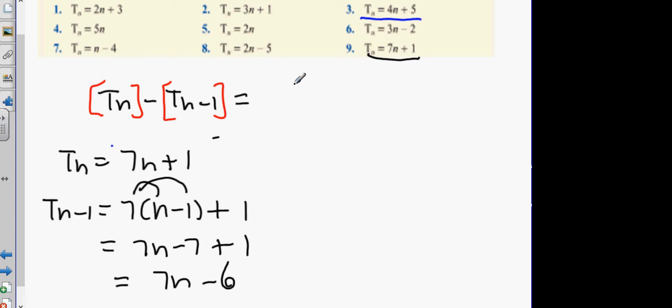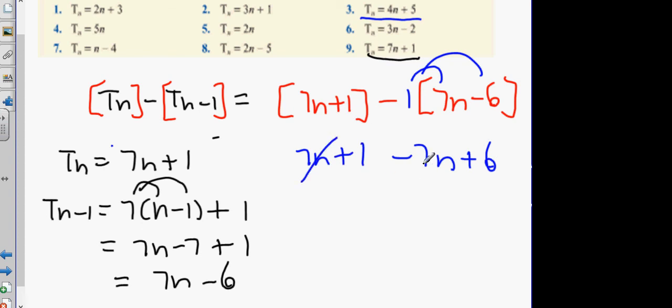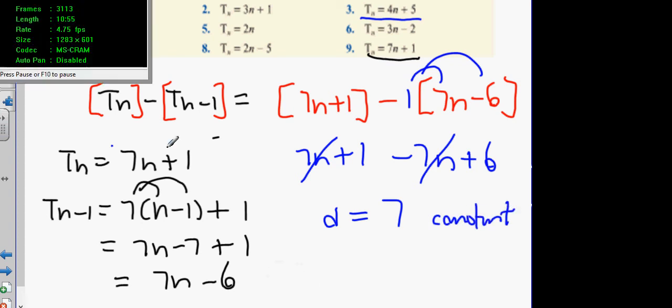Now put them into the red brackets. So we're going to get 7n plus 1 minus 7n minus 6. Please remember your minus 1 in here. You multiply it out. You get minus 7n, minus 1 multiplied by minus 6 is plus 6. This is 7n plus 1. Once again, the 7n's cancel and you're going to be left with 1 plus 6, which is 7. The common difference is 7. Because 7 is a constant, this makes this an arithmetic series.